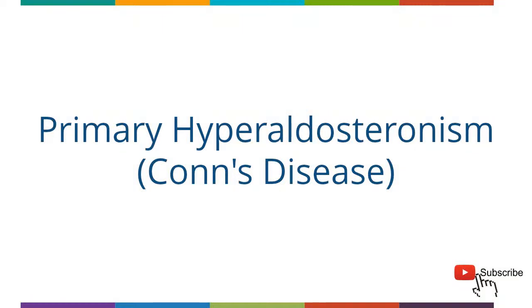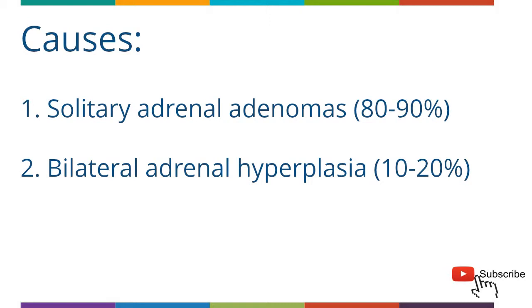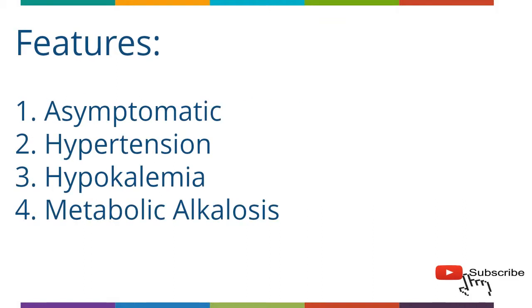In this video we will discuss primary hyperaldosteronism or Conn syndrome. Most common cause includes solitary adrenal adenoma, accounting for 80 to 90%. Bilateral adrenal hyperplasia is the second most common cause. Primary hyperaldosteronism can present without any symptom.